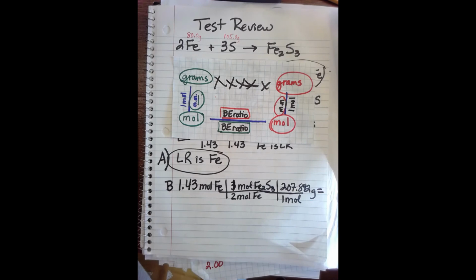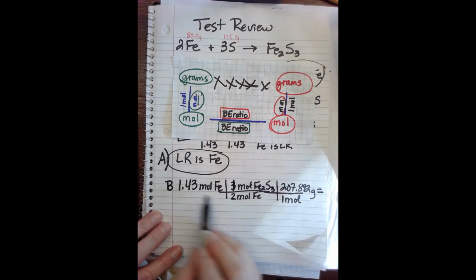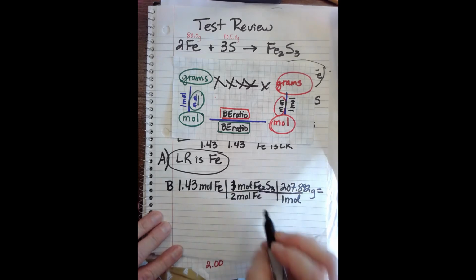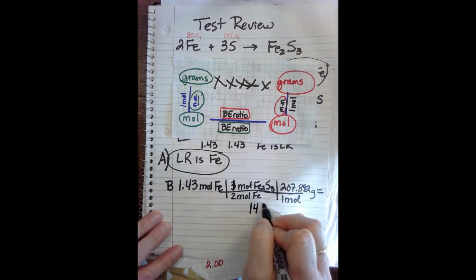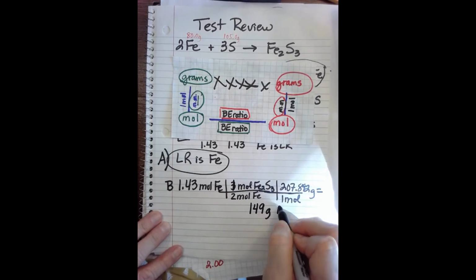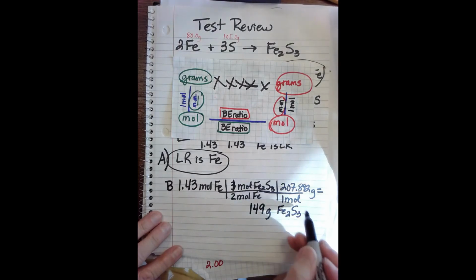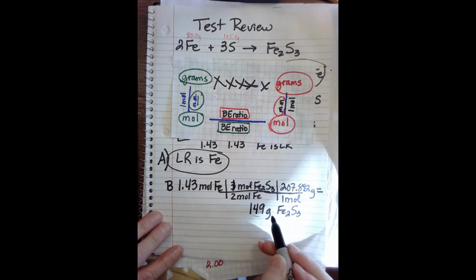So the answer here is 1.43 divided by 2 times this. So the answer, when we adjust for sig figs, is 149 grams of Fe2S3. So you could type your answer first and then come in behind it to show your work.